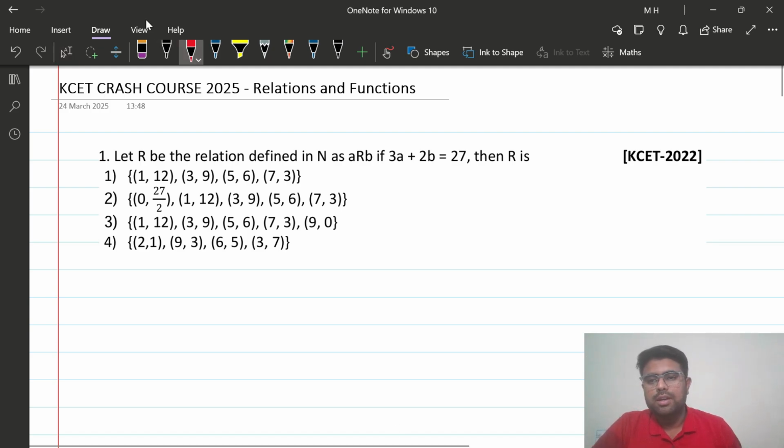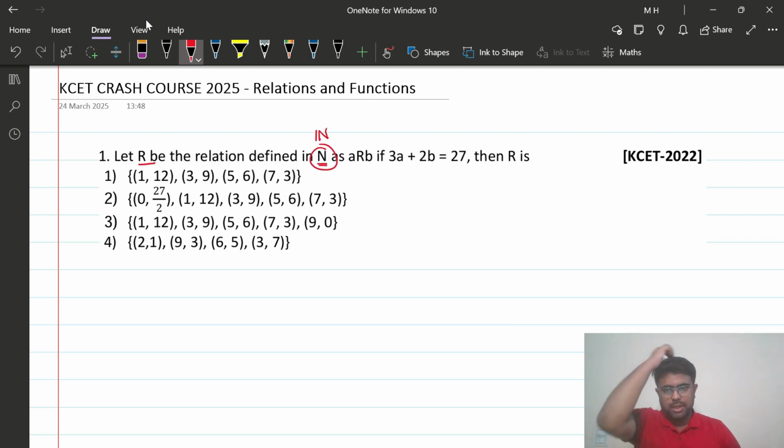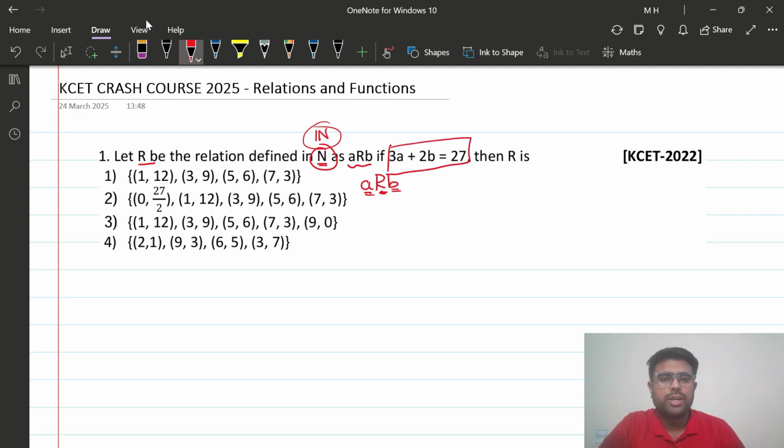What does the first question say? Let R be a relation defined in N. What is N? I had told you while revising the chapter sets, N is the set of natural numbers. They usually give it as just N, but in our lectures, we'll denote it by slash n. A R B, what do you mean by A R B? It means A is related to B under the relation R, if 3a plus 2b is equal to 27. So a is related to b only when this equation is satisfied. That is what they have given.